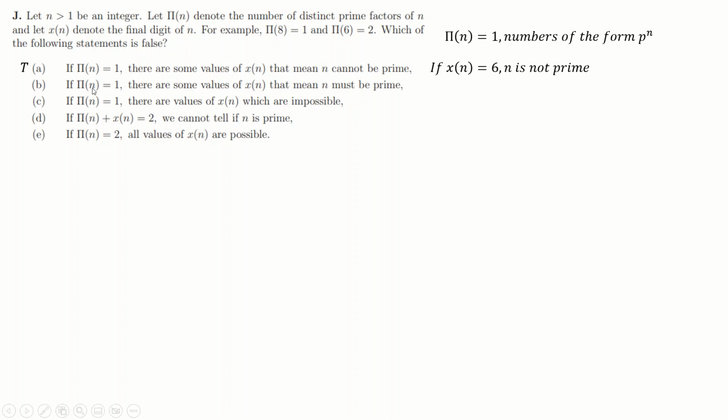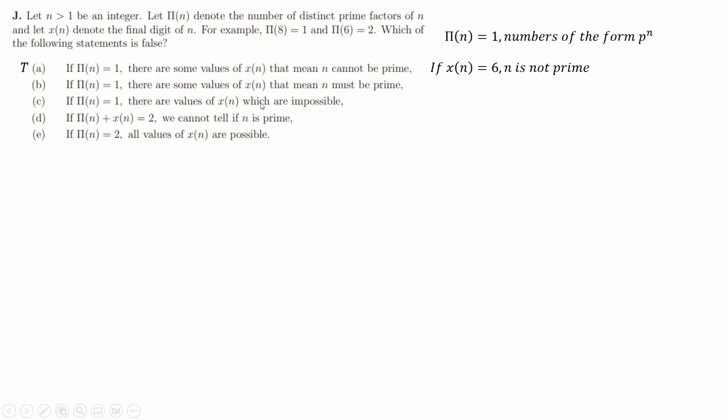Basically, it's saying, again, if you're dealing with numbers that only have one prime factor, there are some last digits that mean n must be prime. So what I'd have to do is find counterexamples of every last digit from 0 to 9, and show that every single one of them has one that's not prime. But that seems like a lot of work, so I'm hoping to eliminate all the others and then just show this one is false by deduction. So let's go to this one again. So numbers that, again, only have one prime factor.